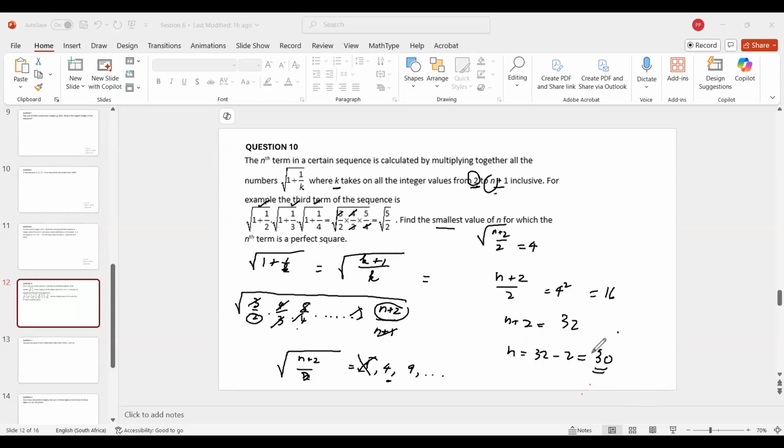This is the smallest value of n because the earlier one doesn't work and this one works. So this must be the smallest value of n. You calculate it and you see that n is 30. Okay, so let's get on to the next problem.